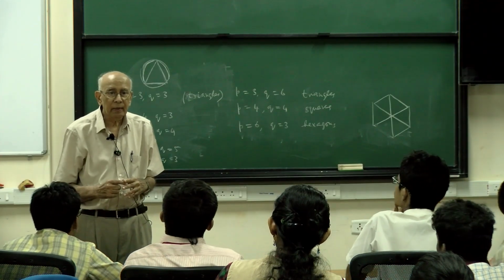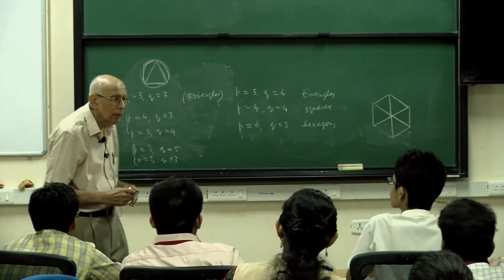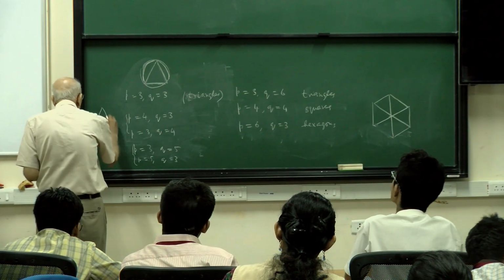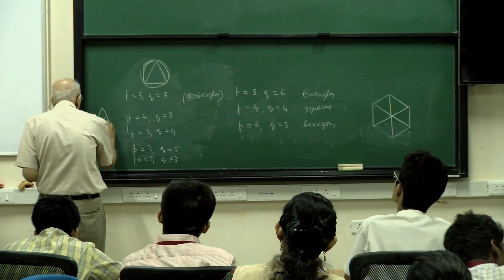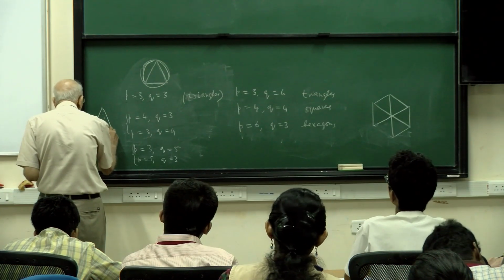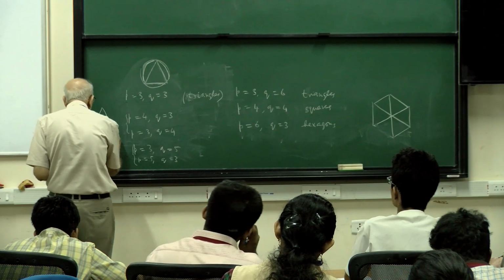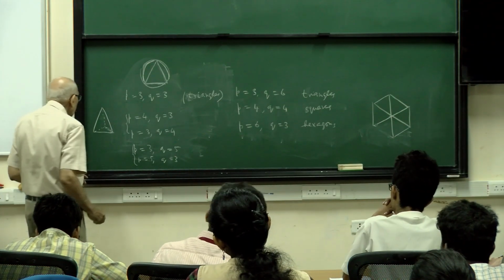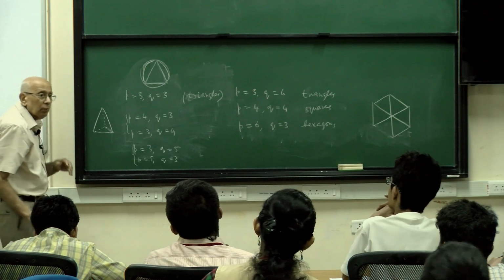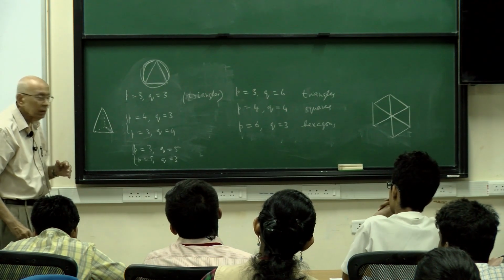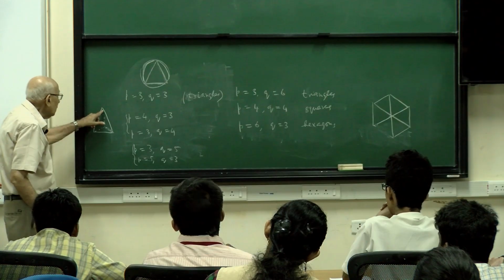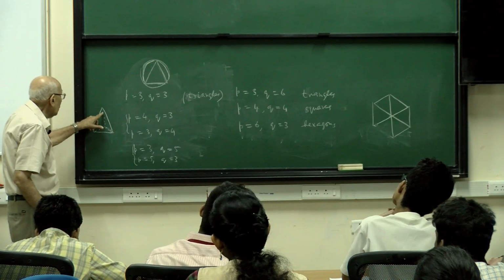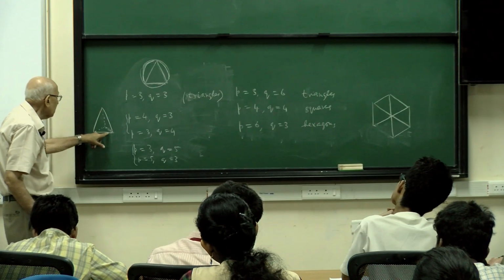Have you heard of a tetrahedron? That's exactly what it is, because a tetrahedron looks like this. There are 4 faces, so 4 triangles. Around each vertex there are 3 of these. So P is 3 because they are triangles, and Q equal to 3 because there are 3 around each vertex.